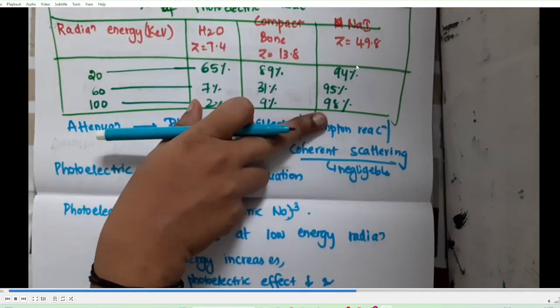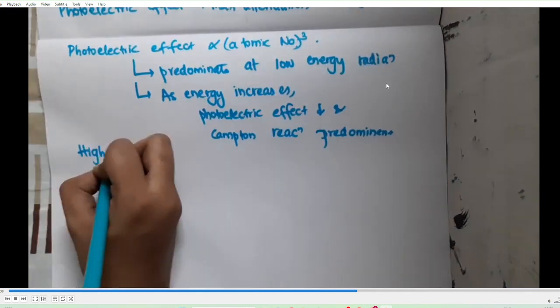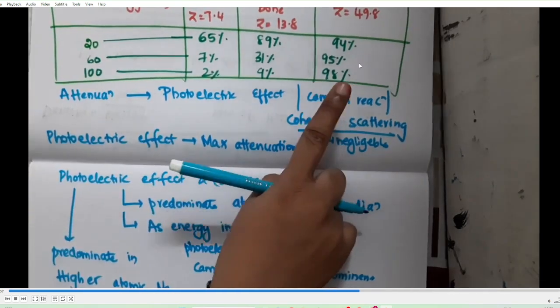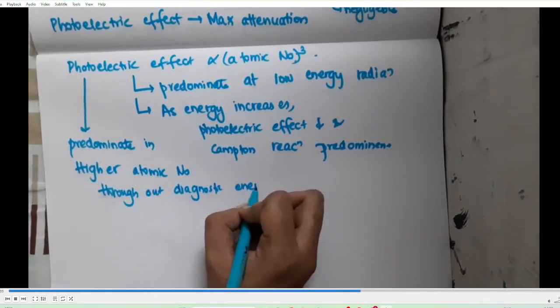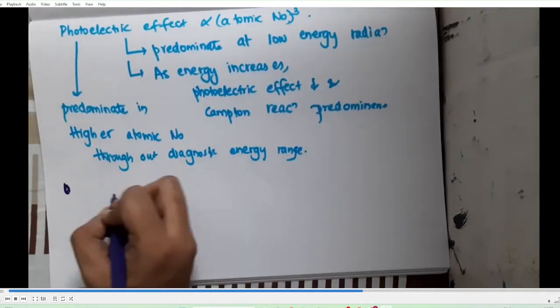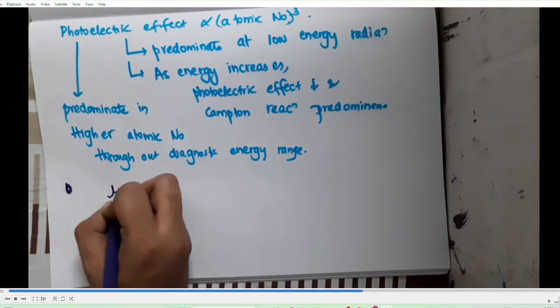With high atomic number elements like sodium iodide, the photoelectric effect is the predominant interaction even at higher energies. So throughout the diagnostic energy range, photoelectric effect is predominant, whereas coherent scattering will decrease.